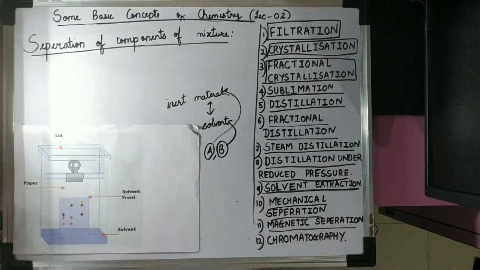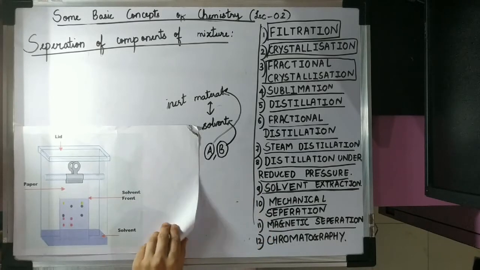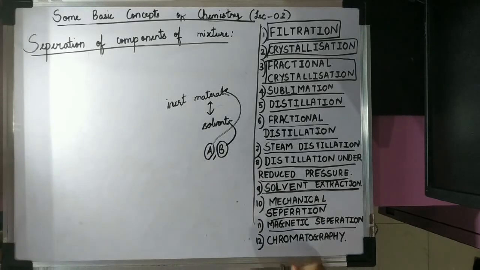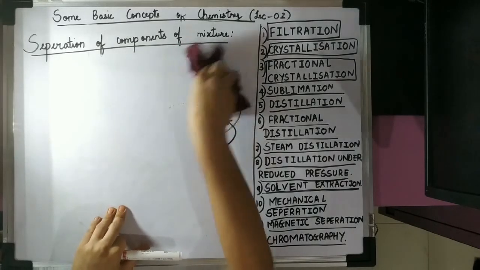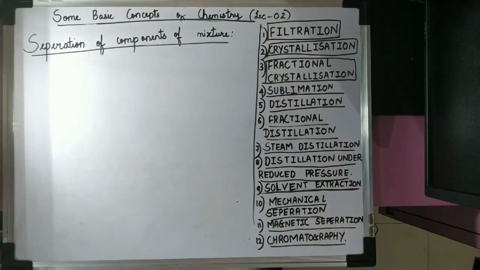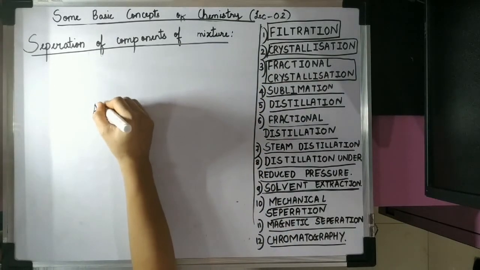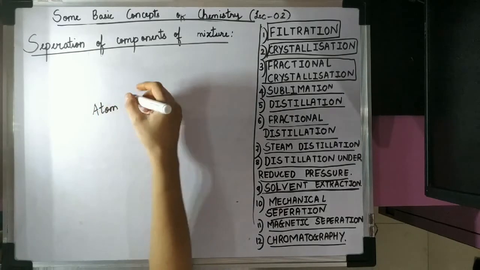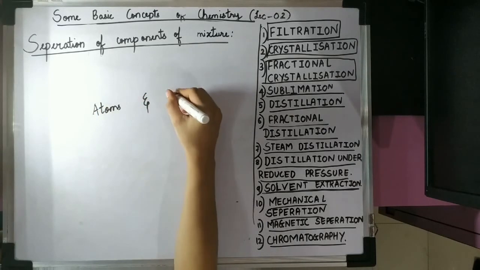Okay. So these were the 12 important techniques of separation. Now the next thing that we will learn is very important. Actually, I should have covered this in the previous lecture only, but I missed that out, so I will take it now. What I want to tell you about is atoms and molecules.